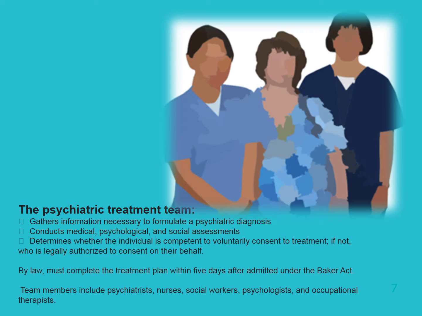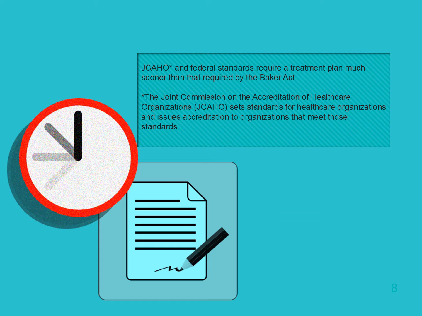is admitted under the Baker Act. Team members who commonly contribute to the plan include the psychiatrists, nurses, social workers, psychologists, and occupational therapists. In reality, nearly every receiving facility prepares a preliminary treatment plan within 24 hours of a person's arrival, subject to later completion. Generally, JCAHO and federal standards require a treatment plan much sooner than that required by the Baker Act.